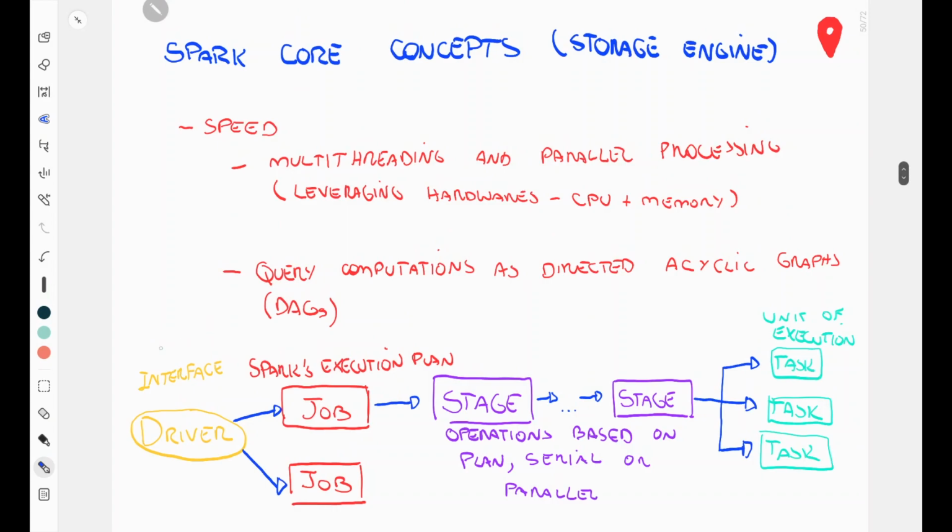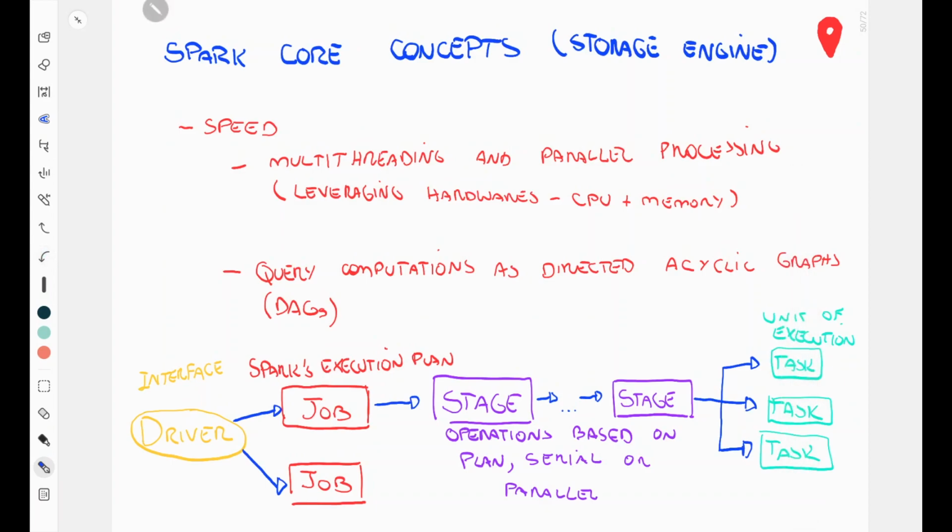You have the driver, the interface with the user. It's how the user is going to interact. And when the interface sends a command, Spark creates an execution plan, and this execution plan consists of stages, and these stages consist of tasks. So the stages are operations based on a plan, serial or parallel. So you may have a stage that comes before another stage, but when it's parallel, you have the tasks.